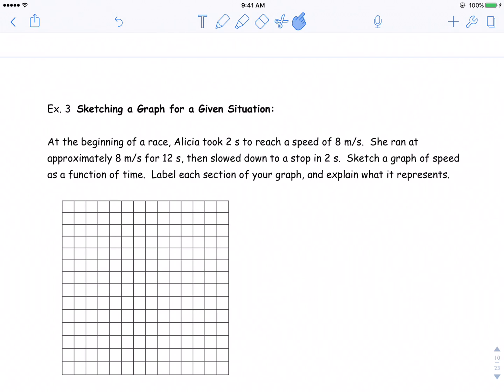So example 3: at the beginning of a race, Alicia took 2 seconds to reach a speed of 8 meters per second. She ran at approximately 8 meters per second for 12 seconds, then slowed to a stop in 2 seconds. Sketch a graph of the speed as a function of time. Label each section of your graph and explain what it represents.